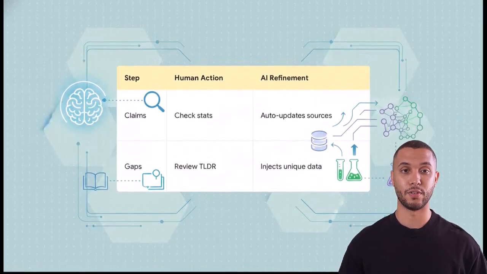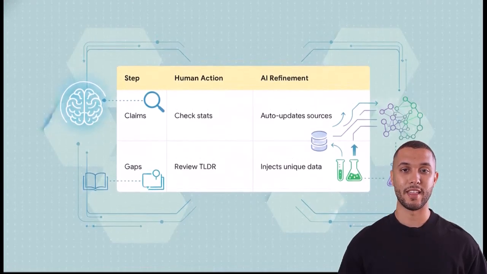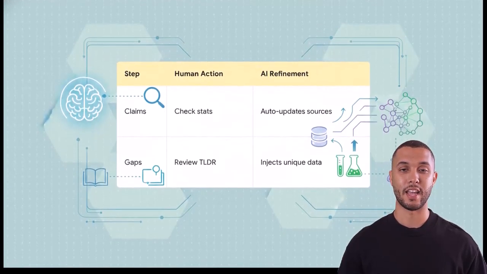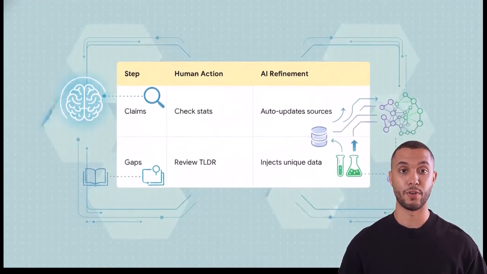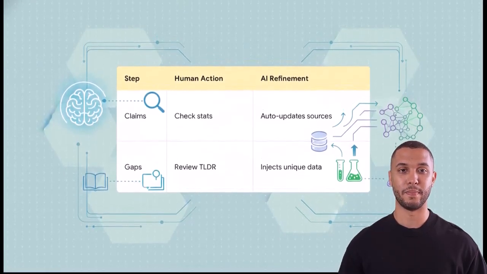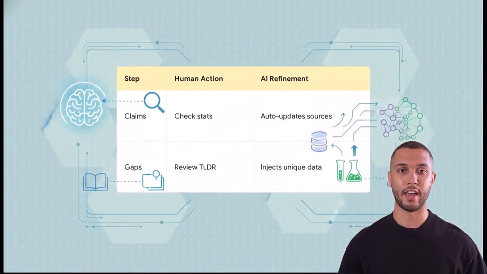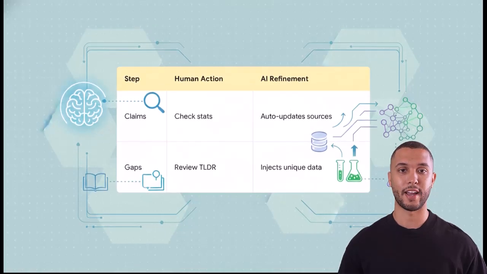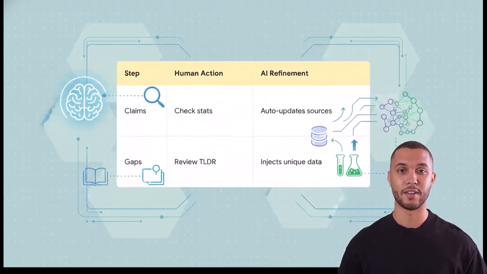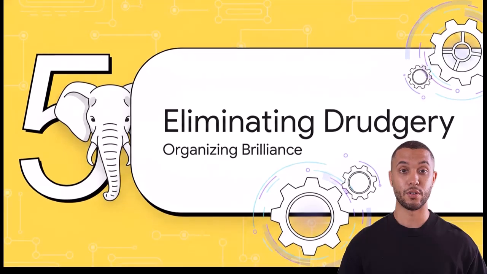This whole process creates a brilliant symbiotic relationship between you and the AI during that refinement phase. Take claim verification. The human action is to check the generated stats. But then the AI refinement is that it can be programmed to auto-update those stats by scraping the latest sources, or for content gaps. You just review the master summary, dictate some of your unique proprietary data, and the AI injects it seamlessly. You are providing the taste and the hard facts. The AI is just providing the synthesis, which leads us perfectly into Section 5, eliminating the mental drudgery.